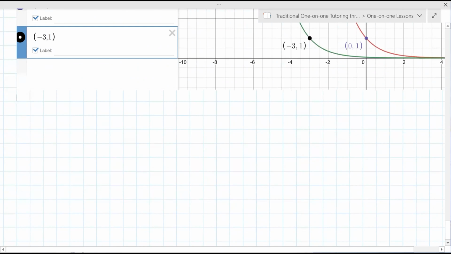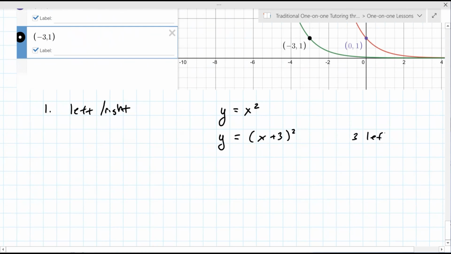Okay, so when you normally do this, you normally go left or right first when you're shifting. And I'm going to take you back. Remember y equals x squared. You either saw that earlier in the course or so to go left or right, if we go x plus 3 squared, this is 3 left. And if we go x minus 3 squared, this is 3 right. So left and right, they occur inside the parentheses.